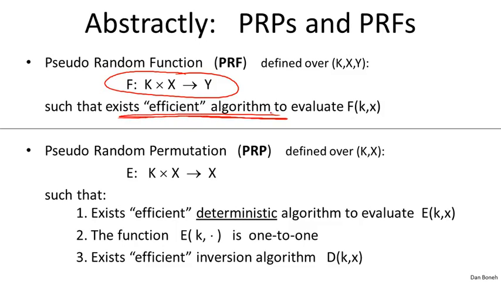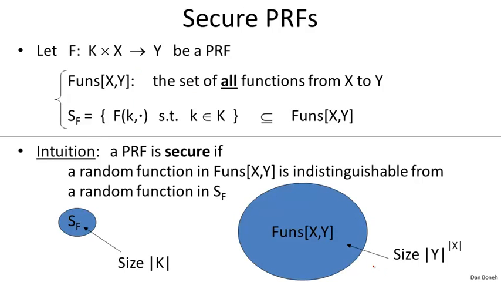Then similarly, there's a related concept called a pseudo-random permutation, which is similar to a PRF. In fact, there's also an efficient algorithm to evaluate the pseudo-random permutation. However, there's an additional requirement that there's also an algorithm D that will invert this function E. So a PRP is basically a PRF, but where the function is required to be one-to-one for all keys, and there's an efficient inversion algorithm. So now let's talk about how to define secure PRFs.